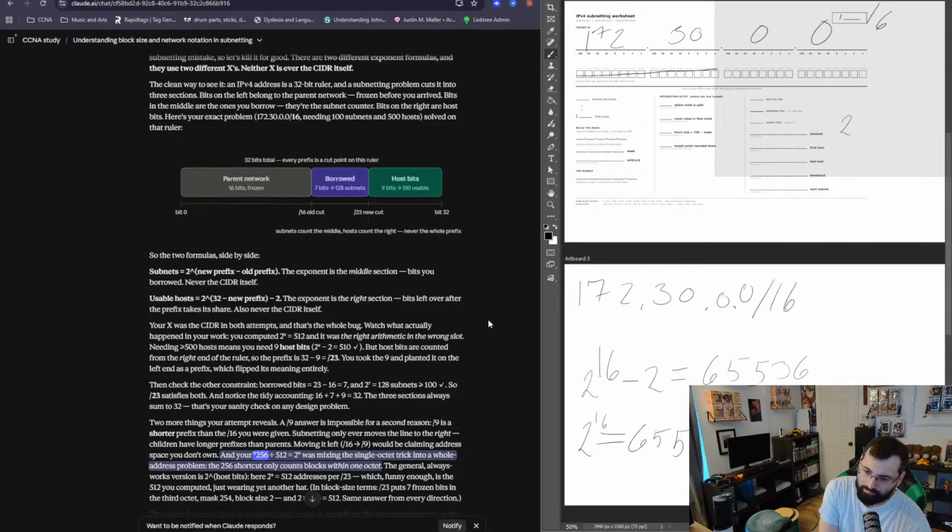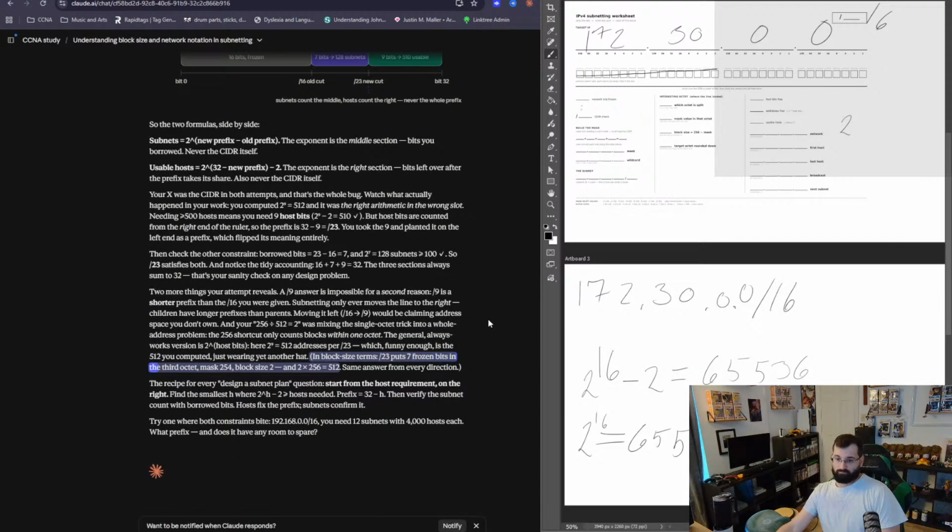And your 256 divided by 512 equal to 2 was mixing the single octet trick into a whole address problem. The 256 shortcut only counts blocks within 1 octet. The general, always works version is 2 to the power of host bits. Here 2 to the power of 9 equal to 512 addresses per /23, which, funny enough, is the 512 you computed. In block size terms, /23 puts 7 frozen bits in the third octet. Mask 254, block size 2, and 2 times 256 equal to 512. Same answer.